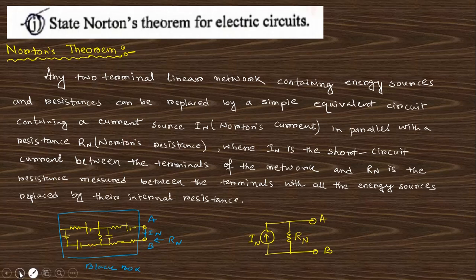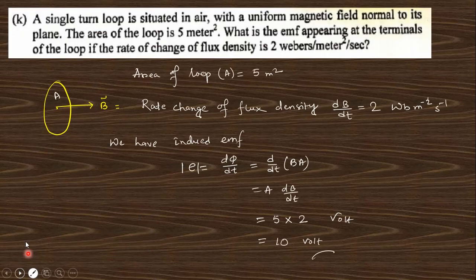Next, a loop is situated in air with a uniform magnetic field normal to the plane. Given the area of this loop, what is the EMF in terms of the flux? So the rate of change of the flux, the induced EMF equals d phi by dt, so d/dt of B times A, and we find 10 volts.